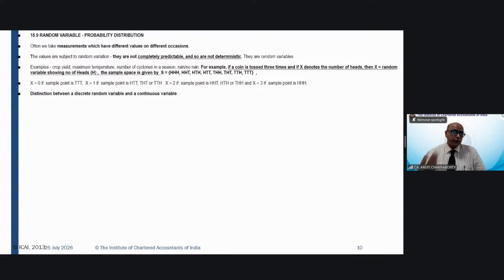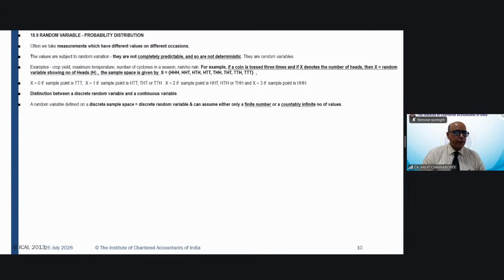There are variables. We have discussed this earlier, if you recall, when we started with statistics, chapter 13, statistical description of data. We explained what is a discrete variable and a continuous variable. Here, first we are taking the example of a coin toss. A coin toss gives a random variable, because we cannot say with certainty that it will be a head or a tail.